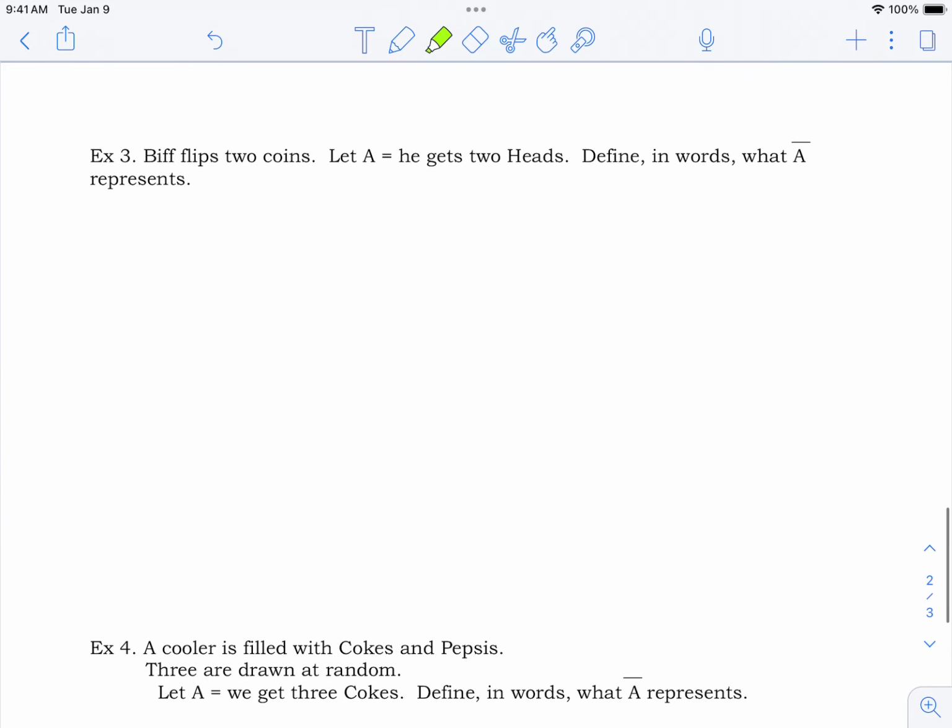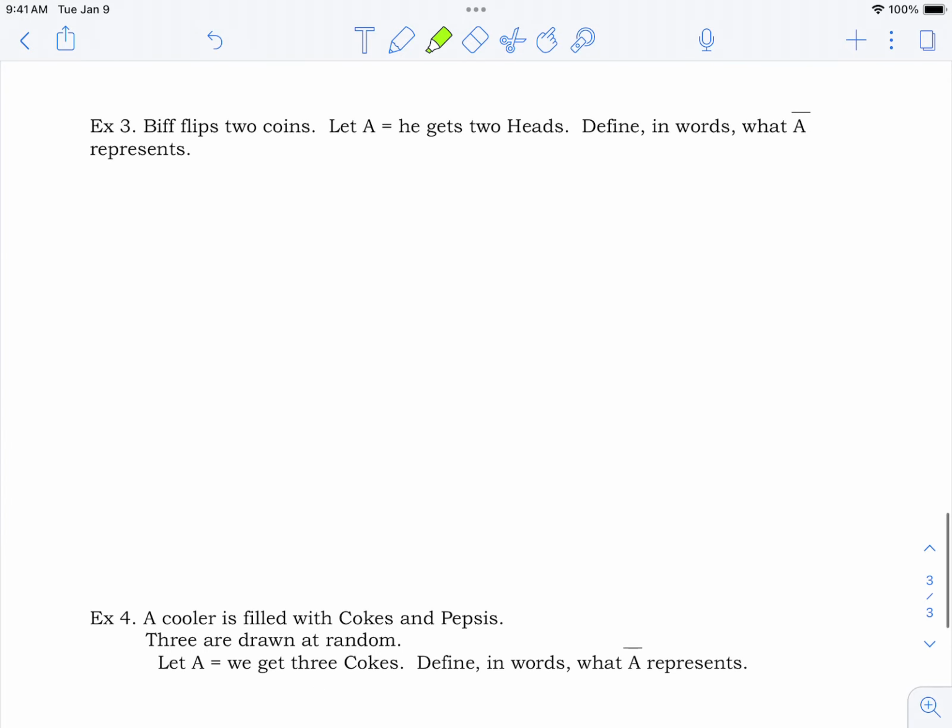Okay, so let's practice defining complements a little better here. Biff flips 2 coins. Okay, go Biff. We're going to say the event A is he gets 2 heads. Okay, cool. Well, what would A complement be? The most direct way to say it is to say he does not get 2 heads. But it'd be nice to simplify that or boil that down a little bit more. He does not get 2 heads. Well, what does he get then? I want to know what he does get. Don't tell me what he doesn't get. What's he get? Well, if he doesn't get 2 heads, maybe he gets 2 tails.